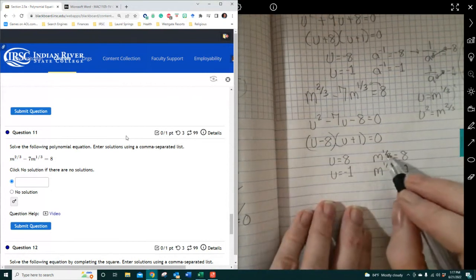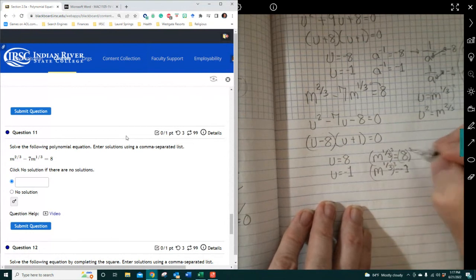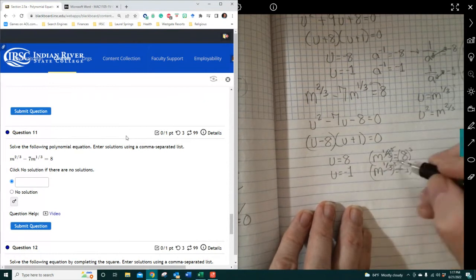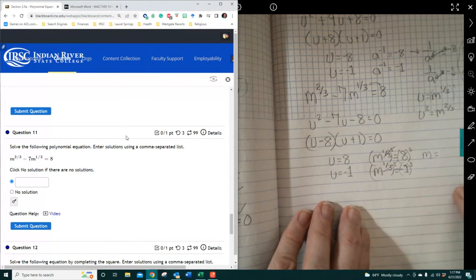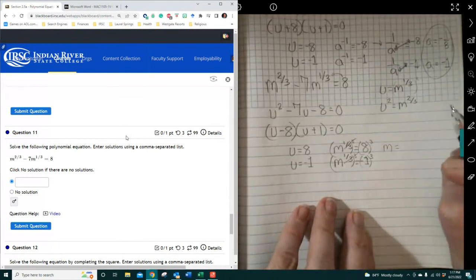And then how do I clear out a 1/3 for the fraction? It's simply just by raising it to the third power. That's how you clear it. It's so easy to clear out 1/3, just raising it to the third power. That wipes that out. That leaves me with m equals, because that's what we're looking for, 8 times 8 times 8.